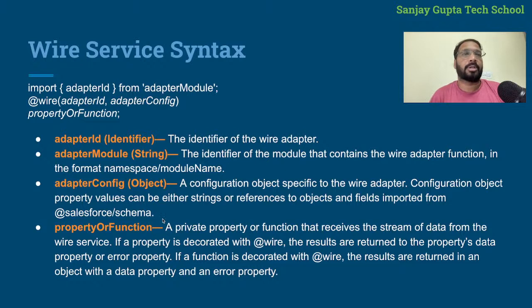so that you will be able to understand how it actually works. And property or function is a private property or function that receives the stream of data from the wire service. Basically, a property is a variable which can store the data directly, and if you have a function, you can apply some processing as well. Both options are available, and you can use whichever suits the requirement.